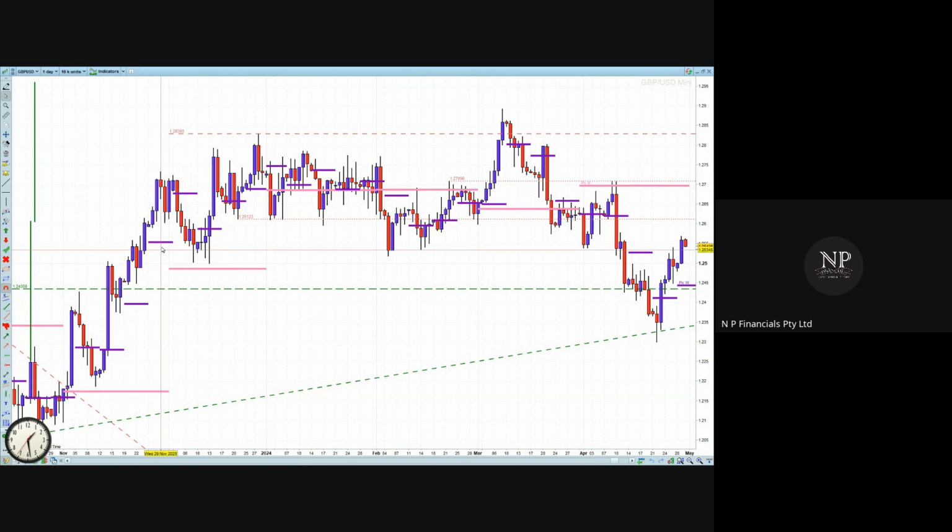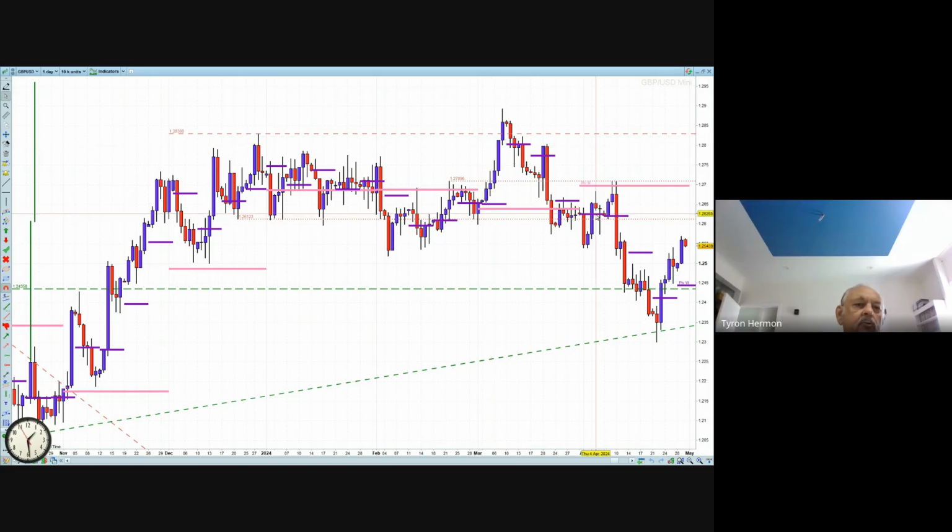One, two, three, four. So all these pivots one, two, three, four, all of them stayed above the monthly. So that is why price went up. Similarly here, one, two, three. Three of them stayed above. So price also is above.